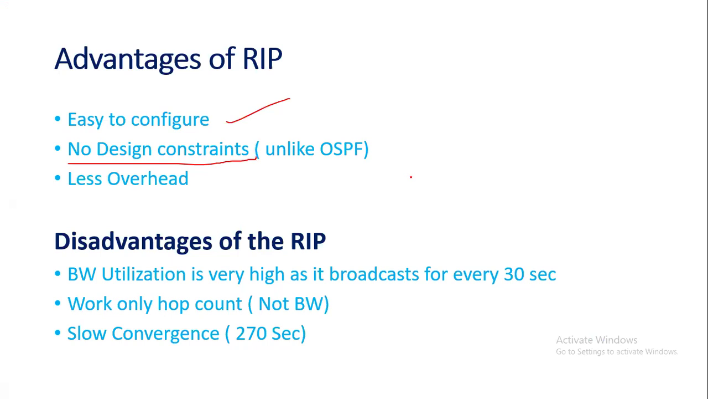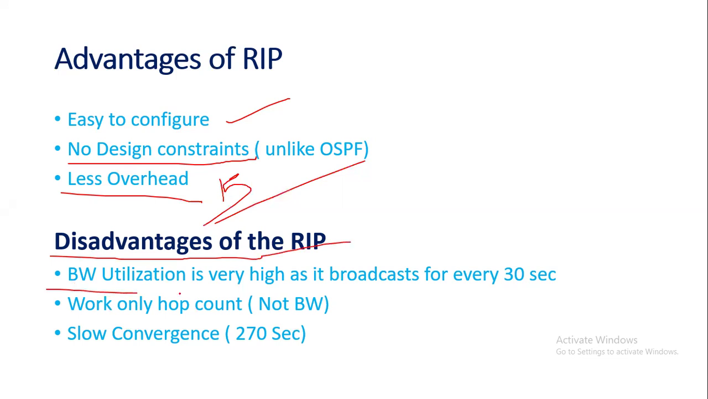Yeah, for RIP, we are not doing anything really. We are configuring router RIP and the network IDs. And it is less overhead because we are using only 5 routers in this topology. And what are the disadvantages of RIP?